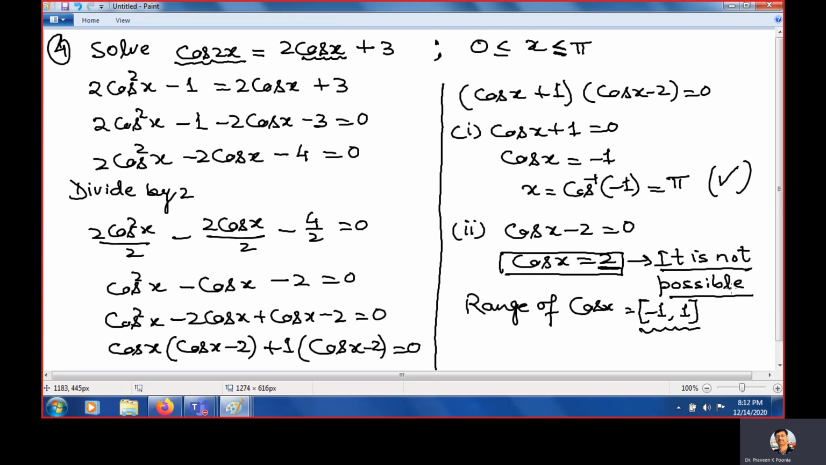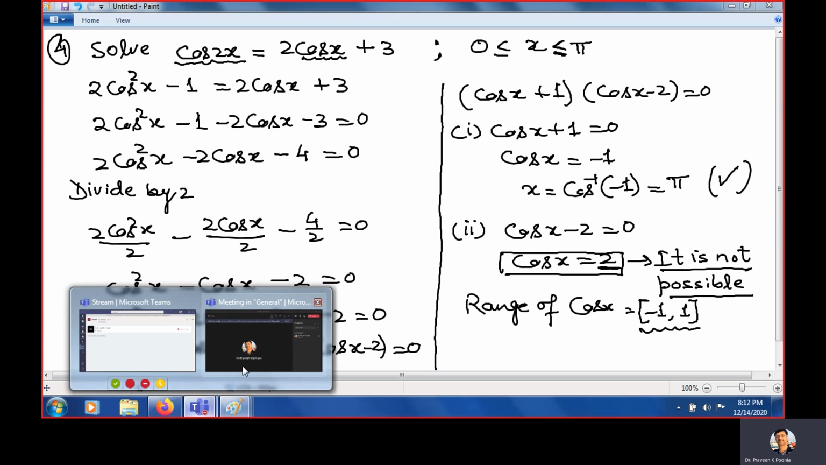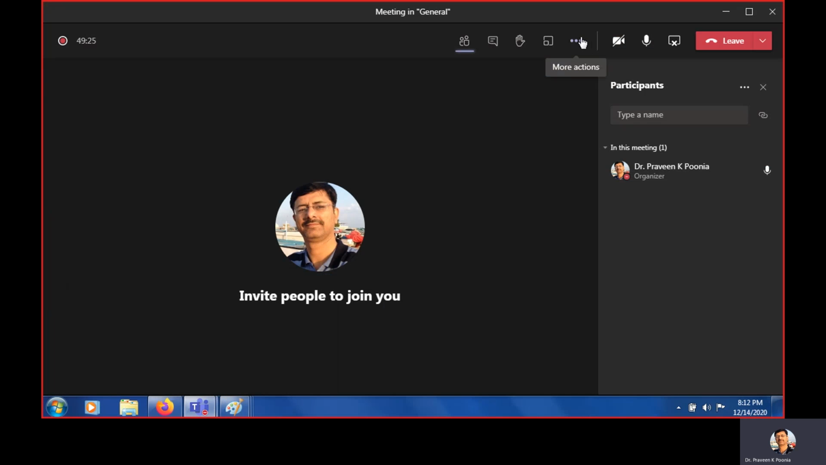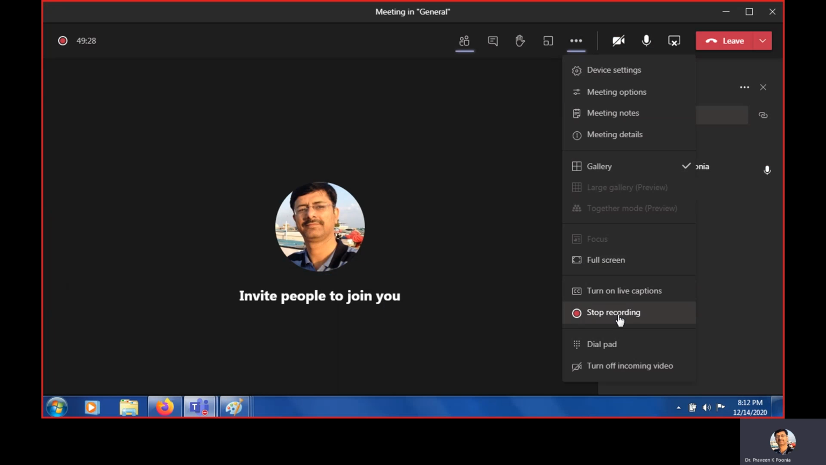Clear? So in this topic, solution of trigonometric equations, this topic is very easy. Only what you need to do is practice. If you practice, inshallah you will be able to solve every equation.